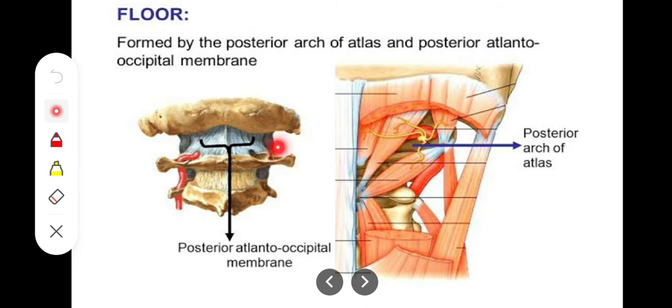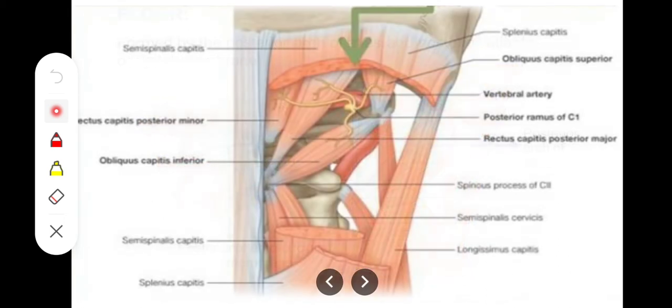that there will be the atlanto-occipital membrane, which is a kind of ligament joining the occipital bone with the atlas vertebra. So the posterior atlanto-occipital membrane and the posterior arch of the atlas bone, both of which are forming the floor of the suboccipital triangle.